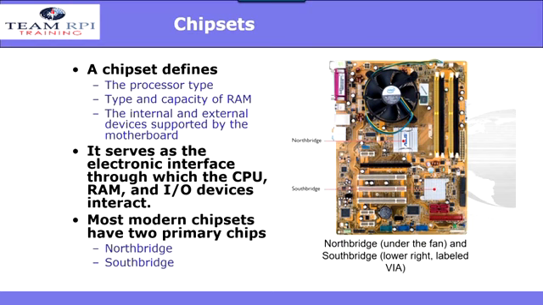The chipset defines the processor type, the type and capacity of RAM that you can use, and the internal and external devices supported by that motherboard. It serves as the electronic interface, if you will, between the CPU, RAM, and input-output devices and how they interact. Most modern chipsets have two primary chips. It's the North Bridge and the South Bridge, illustrated here.